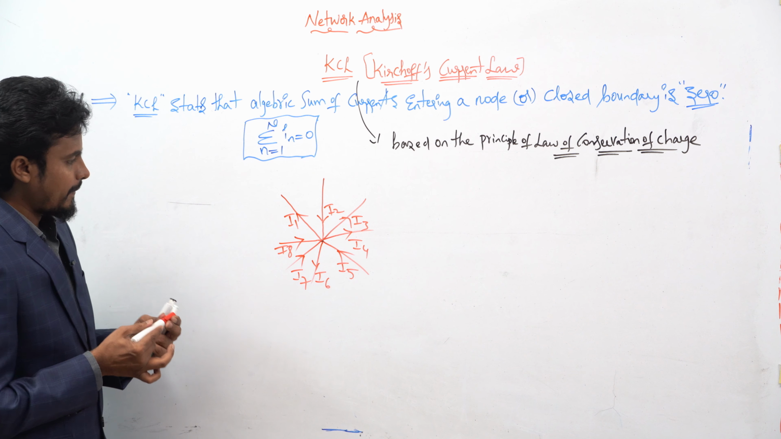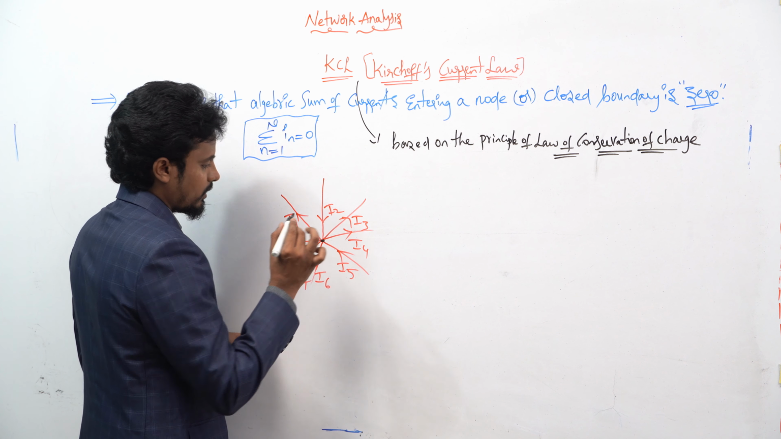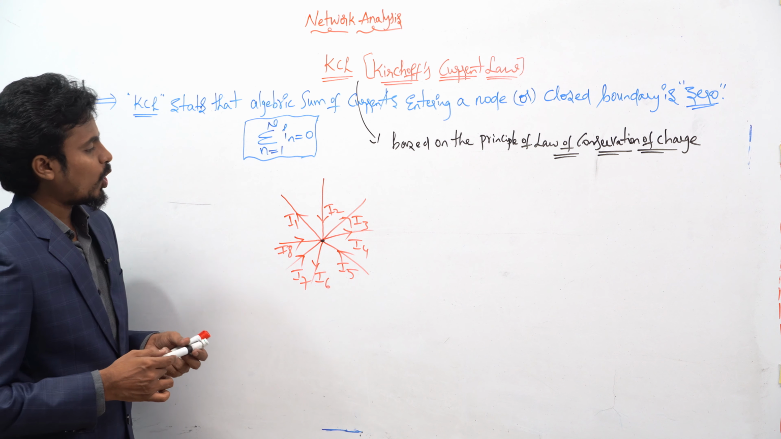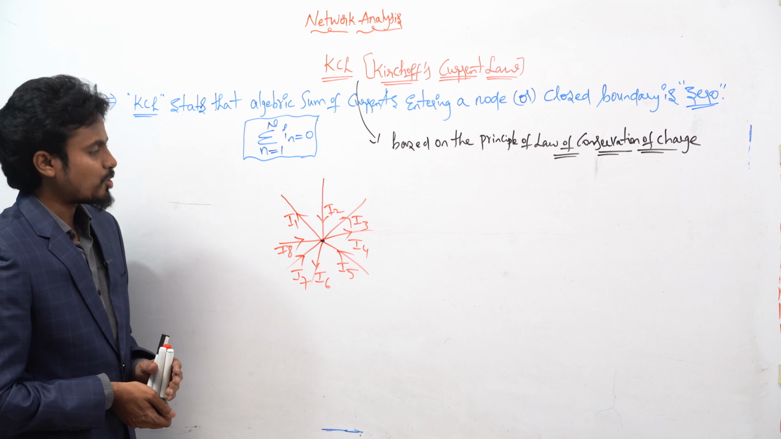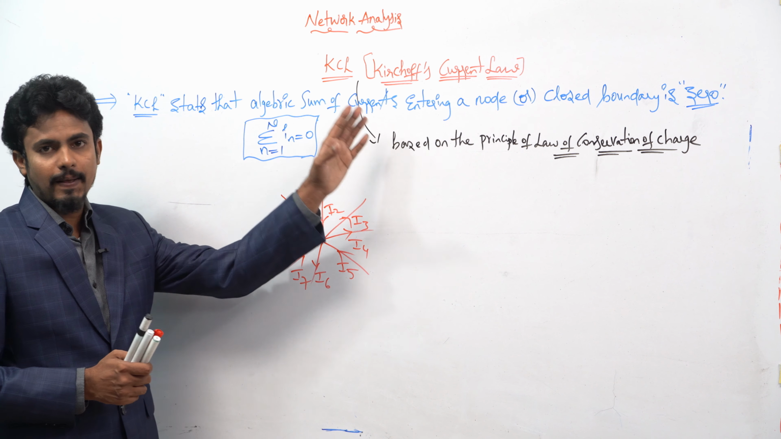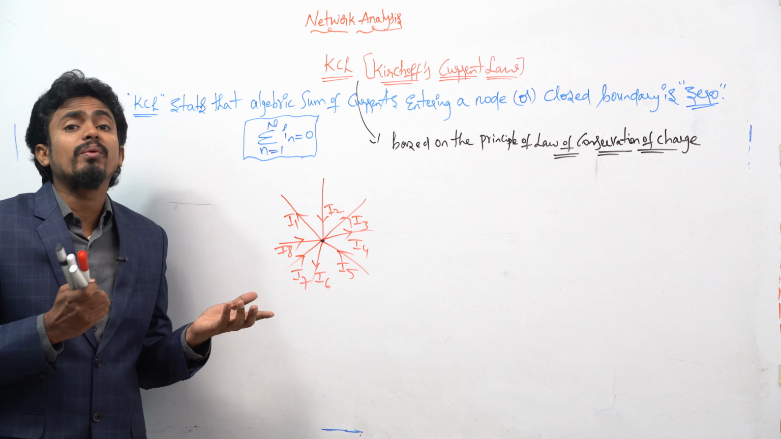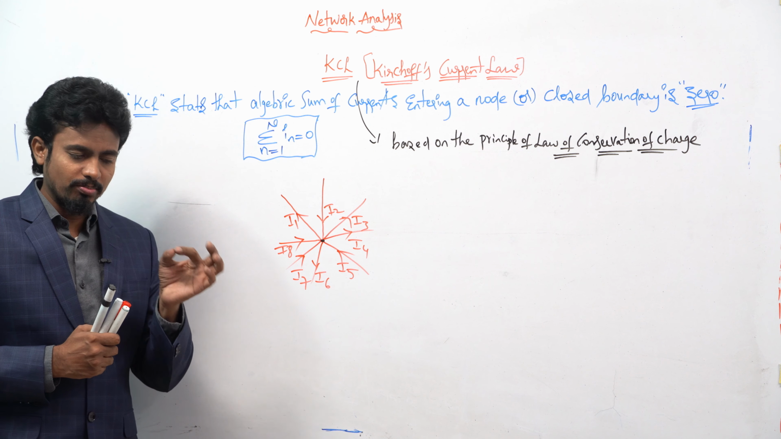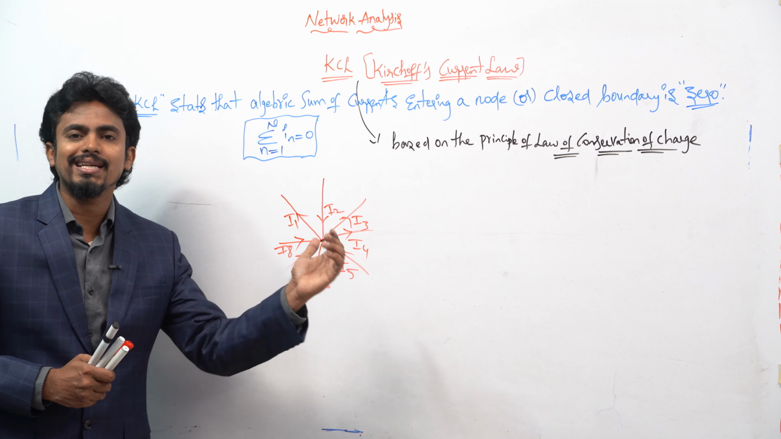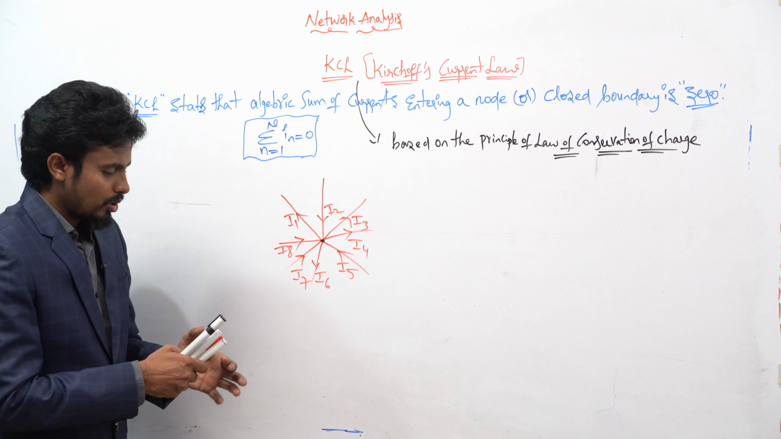And here you can see, for this node, we have to check what the incoming currents and the outgoing currents are in this KCL. Whenever you take hard problems based on network analysis, we must use this KCL as well as KVL. You have to keep that in mind.